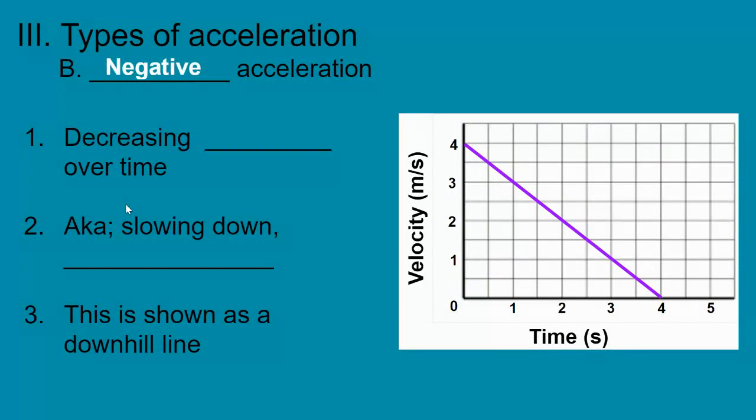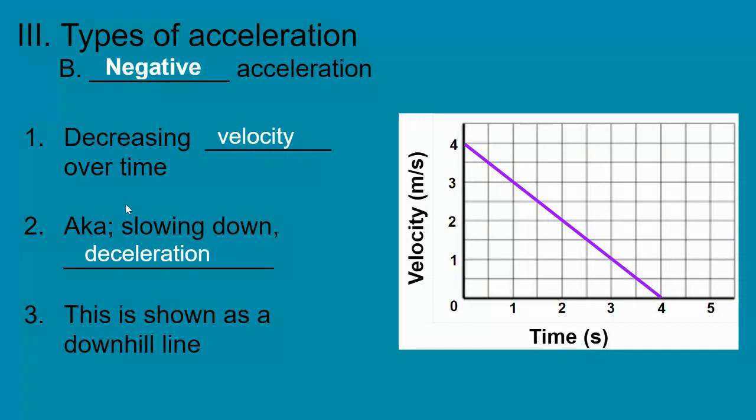Another type of acceleration that we've talked about is negative acceleration. And that's really that downward sloping line. That means that we have a decrease in velocity over time, also known as slowing down or deceleration. So negative acceleration is slowing down or deceleration.